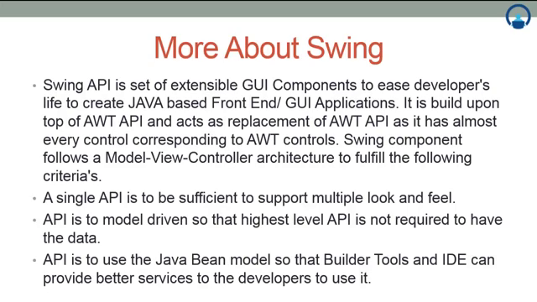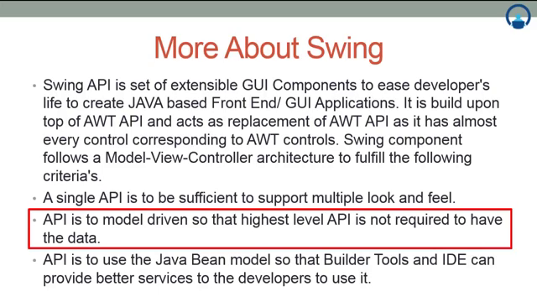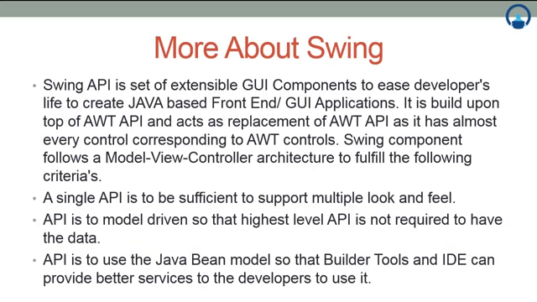Swing components follow a model view controller architecture to fulfill the following criteria. Now we'll also be discussing what a model view controller architecture is. First of all, a single API is to be sufficient to support multiple look and feel. The API is to be model driven, so that the highest level API is not required to have data. And the API is to use the Java Bean model so that the builder tools and IDEs can provide better services to the developers to use it. So it basically follows a Java Bean model.